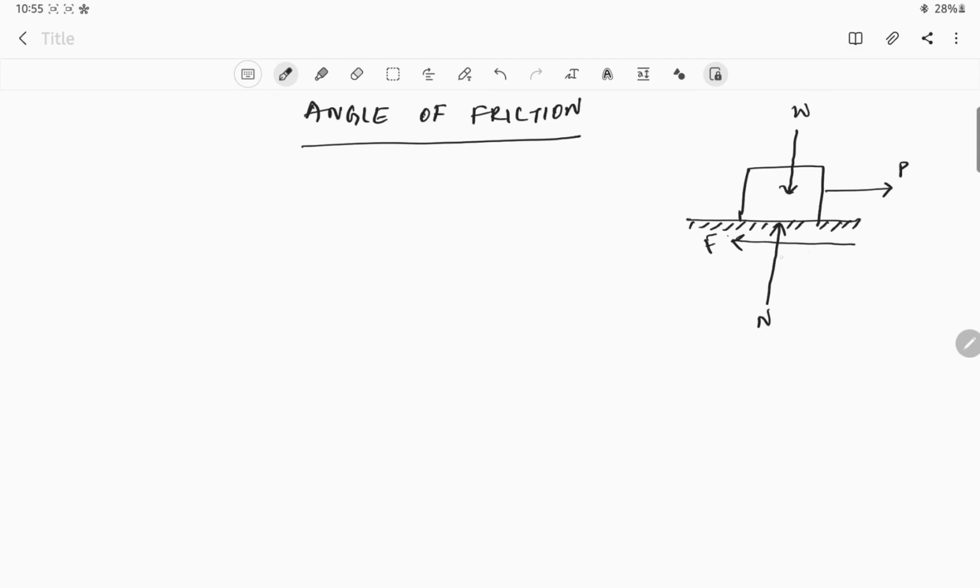Since we have two forces, the resultant of these two forces will act in this direction, isn't it? This is my resultant, and the angle made by the resultant and the normal reaction is said to be the angle of friction. Able to understand? The angle made by the resultant and the normal reaction.